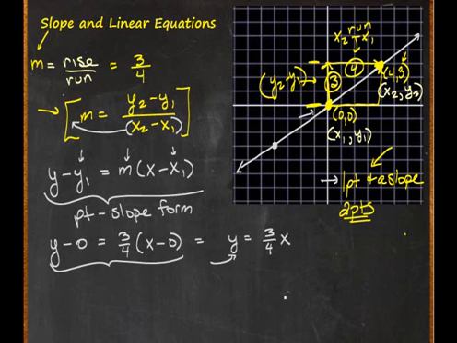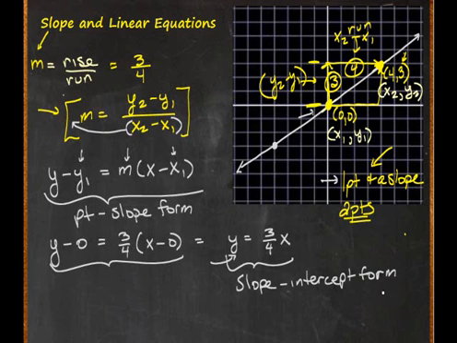y. When you solve the point-slope equation for y, you get what's called the slope-intercept form. Let's clean that up a little bit. Slope-intercept form. I'll learn to spell sooner or later here.